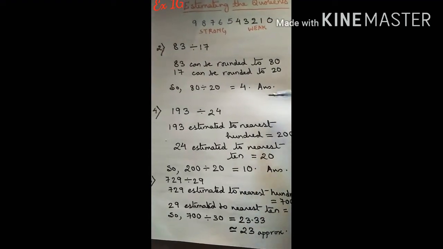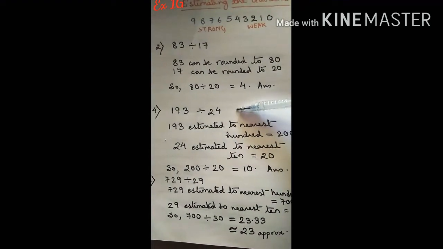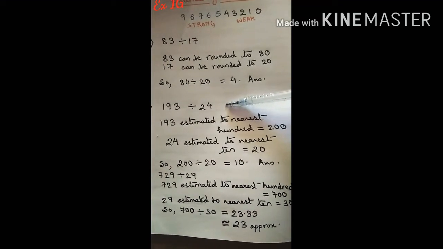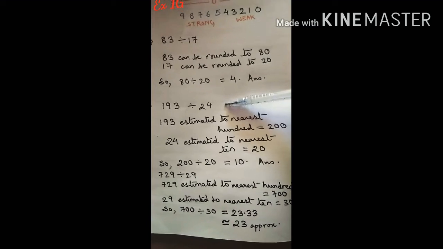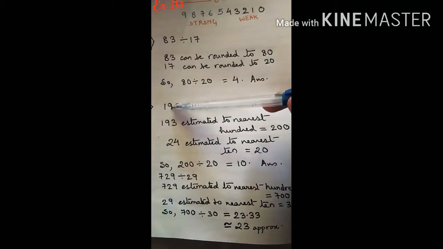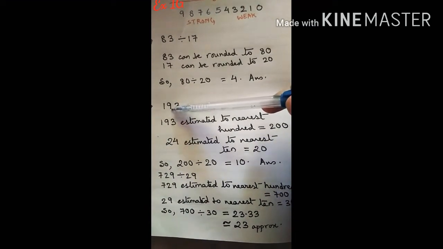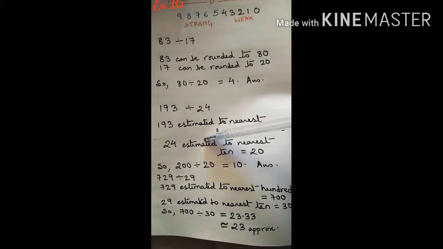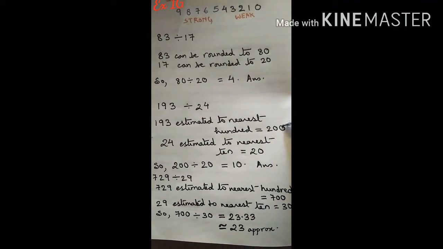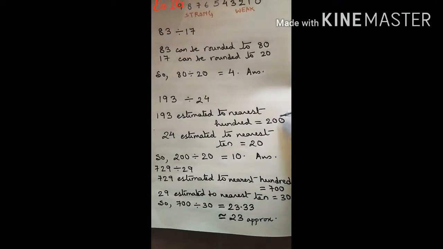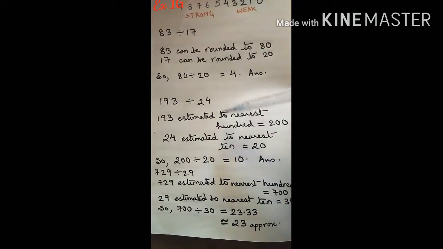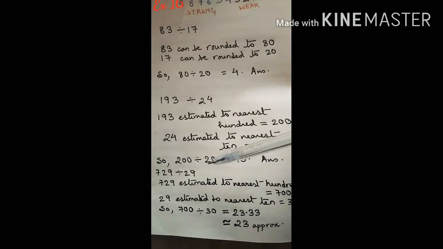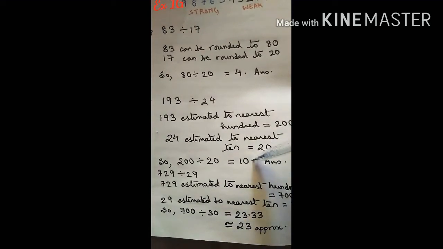Come to the next sum. 193 divided by 24. 193 is a 3-digit number, so we have to round it to the nearest 100. So for 100, we will be checking the right side, that is the tens place. It is 9, which is again a strong number. So 193 estimated to the nearest 100 is 200, and 24, again a 2-digit number, estimated to the nearest 10 is 20. So 200 divided by 20, we are getting 10.